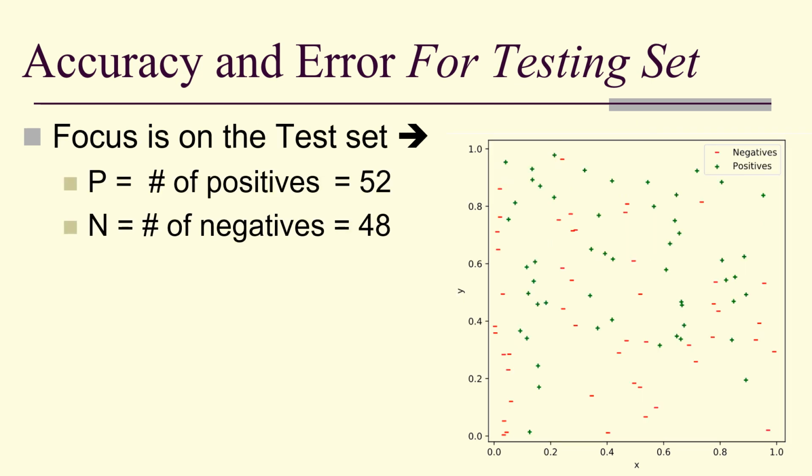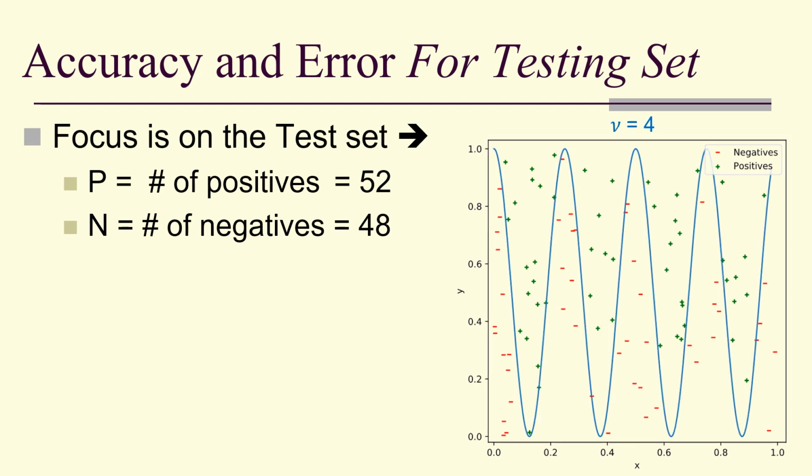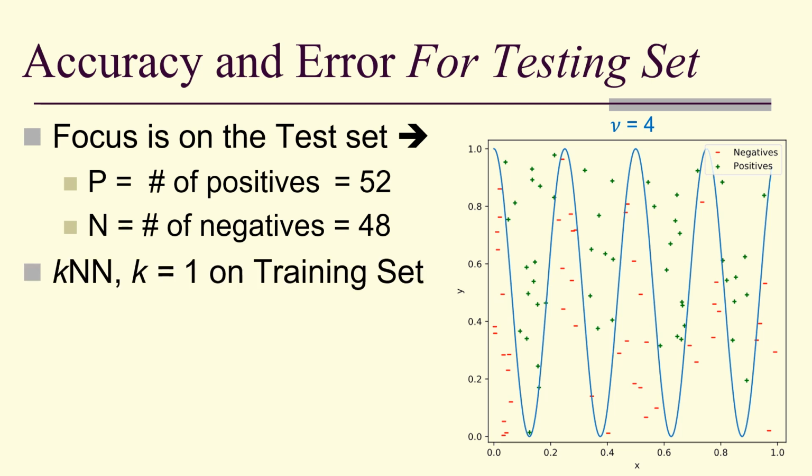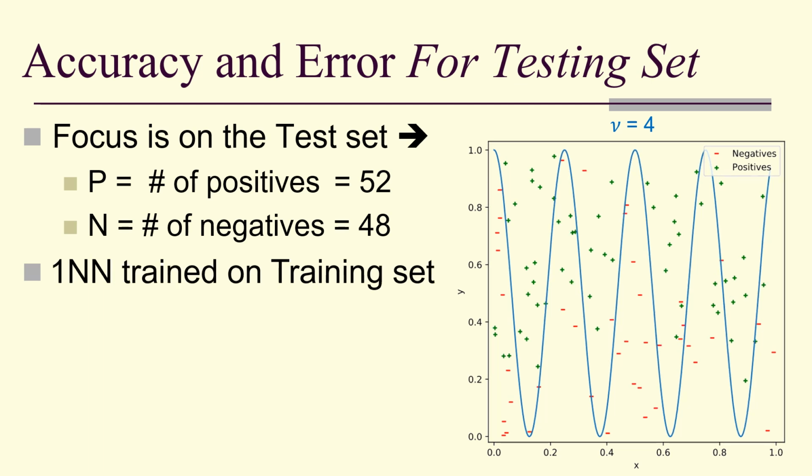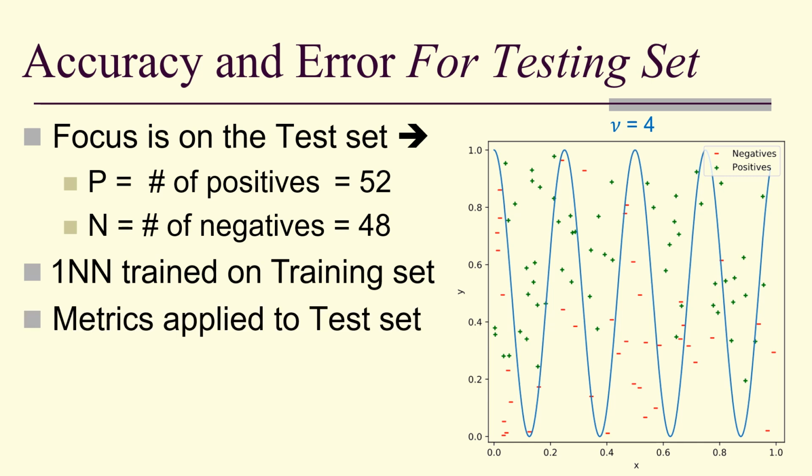So we're going to focus on the test set. In our test set, we have capital P equals 52 actual positives and capital N equals 48 actual negatives. And here you can see that once I put the curve in. I'm going to use a one nearest neighbor's classifier trained on the training set. And then I'm going to score it on the testing set. And then look at my metrics.